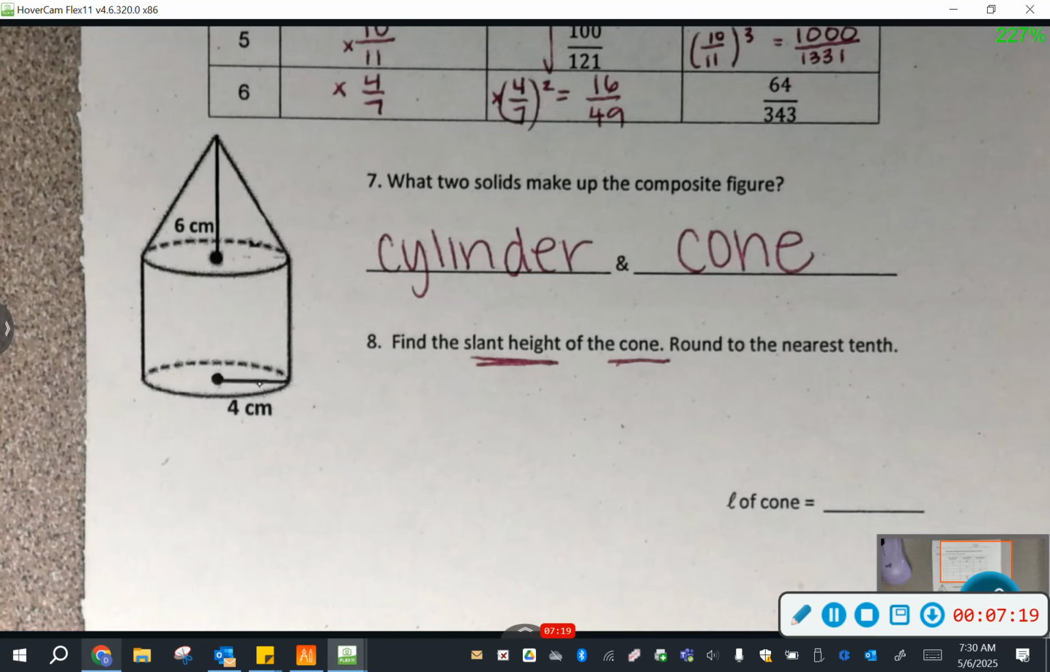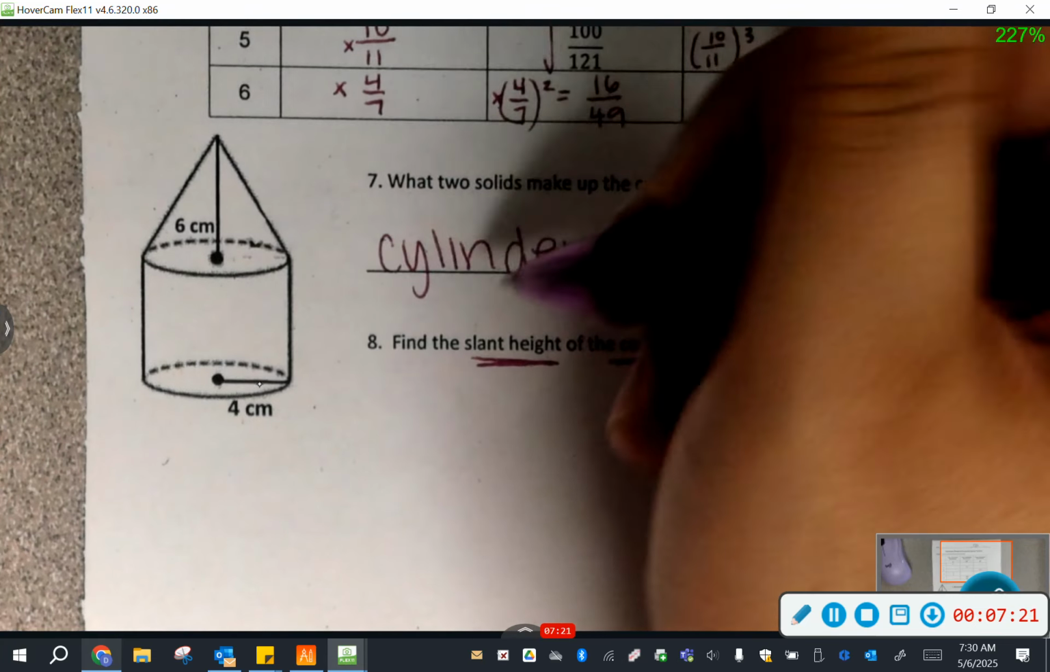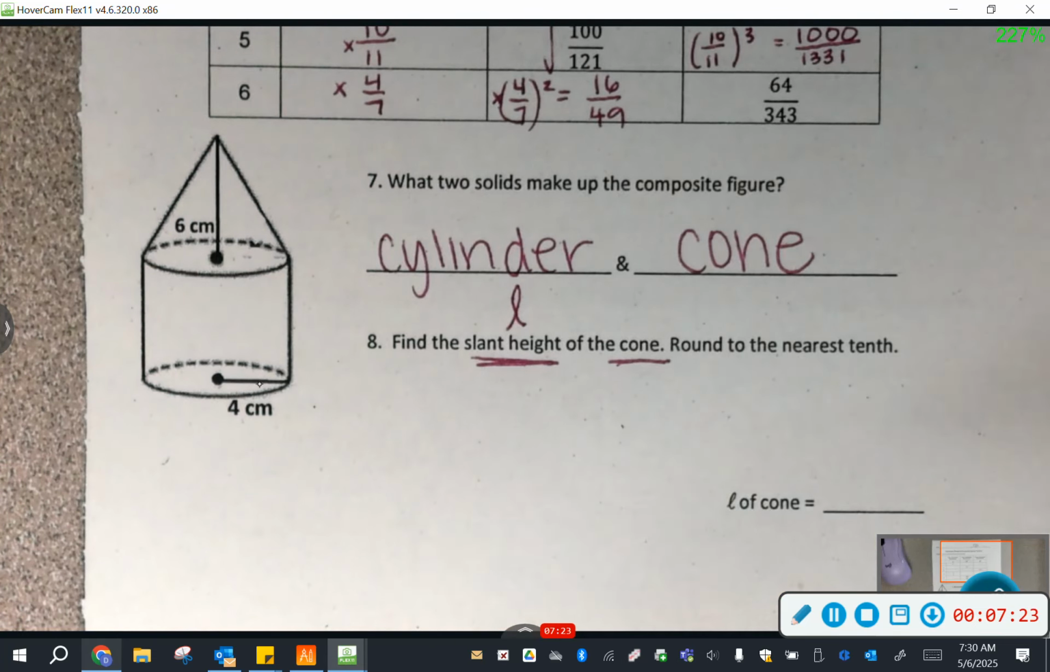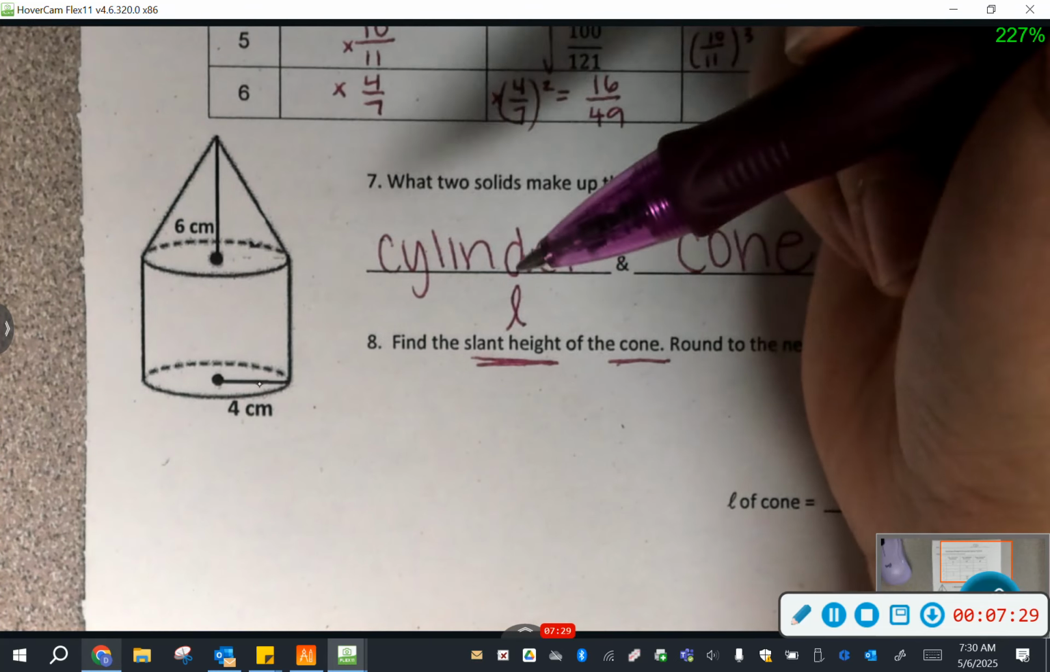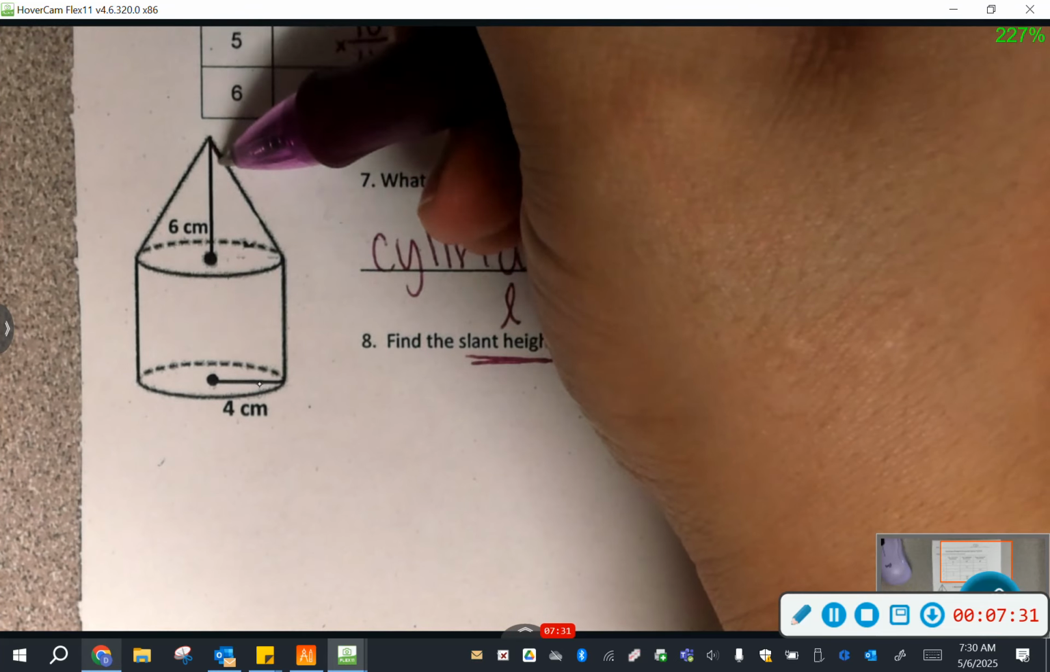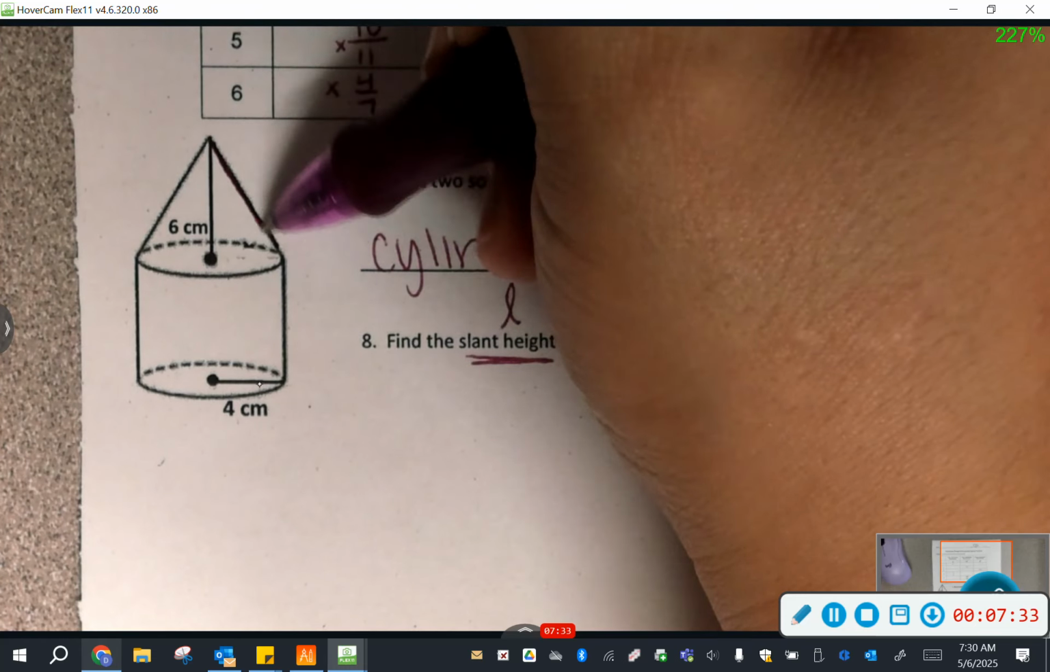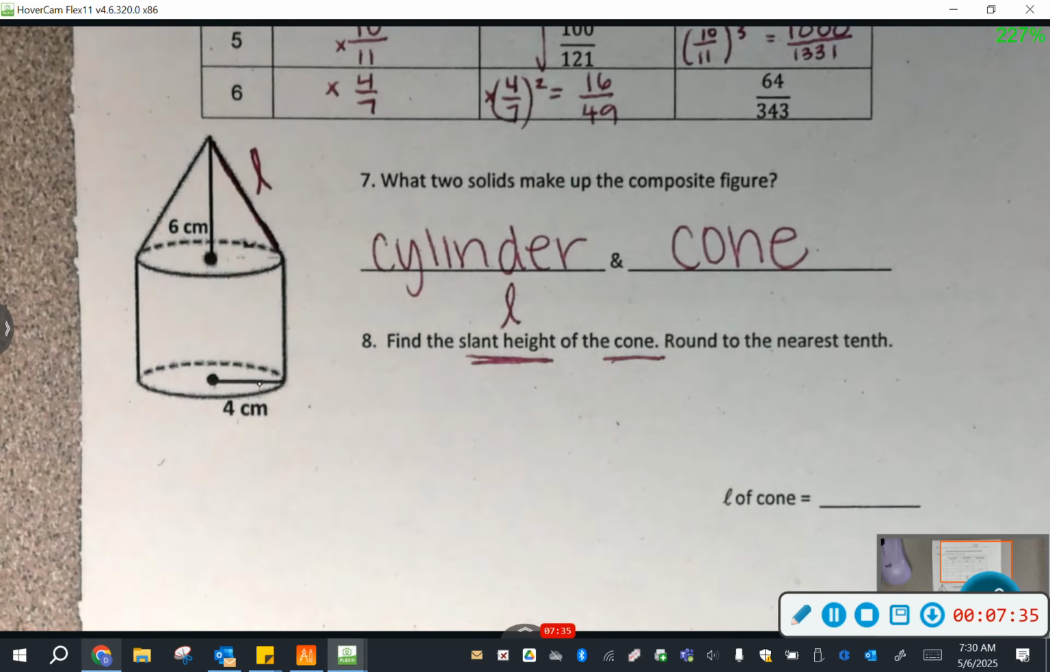What letter do we use for slant height? The cursive L. And where is the slant height? Like the opposite of 6, kind of. It's where you would slide down. It's the diagonal right here. So that is my L. That is what I'm looking for. Well, what else do I know?